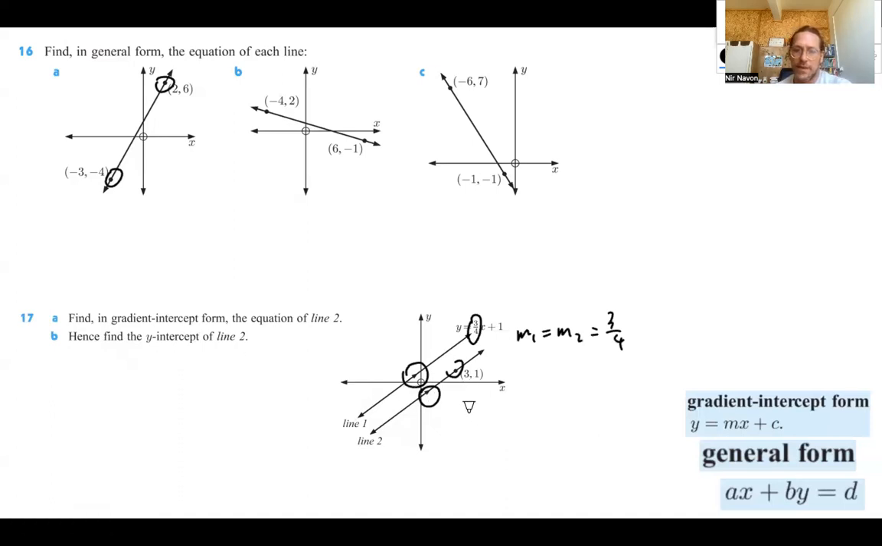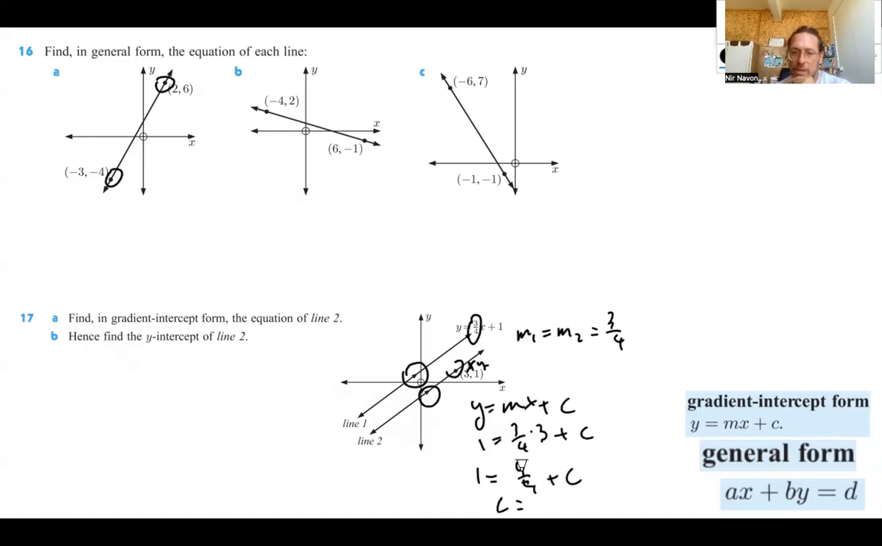Let's find it and solve part B. y equals mx plus c. So I have a point, it's (3, 1), so the y is 1. m is 3/4. x is 3. Now I need to find c. So that is 1 equals 9 over 4 plus c.